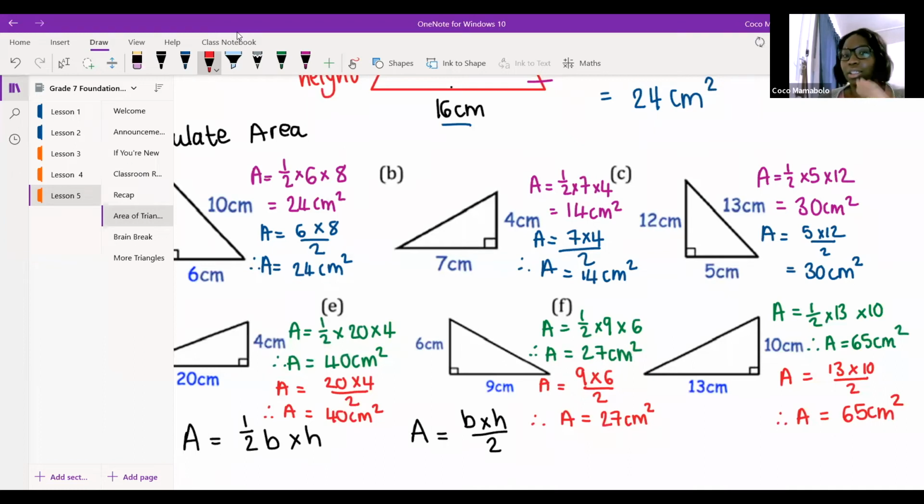Whew, that was a lot. All right, so here are our answers. Our first answer is 24 centimeters squared, and then 14 centimeters squared, 30 centimeters squared, and then we have 40 centimeters squared, 27 centimeters squared, and 65 centimeters squared.